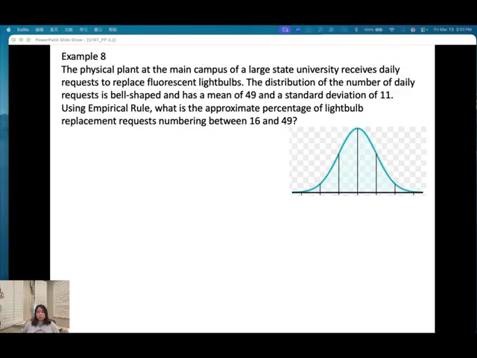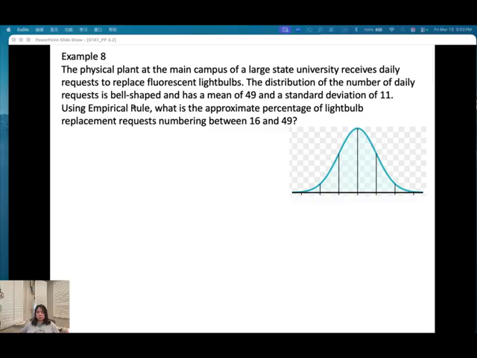Example 8. The physical plants at the main campus of a large state university receive daily requests to replace fluorescent light bulbs. The distribution of the number of daily requests is bell-shaped and has a mean of 49 and standard deviation of 11. Using the empirical rule, what is the approximate percentage of light bulb replacement requests numbering between 16 and 49? Okay, this time I need to figure out what the numbers are in here, and after that, we could figure out the percentage by the empirical rule.